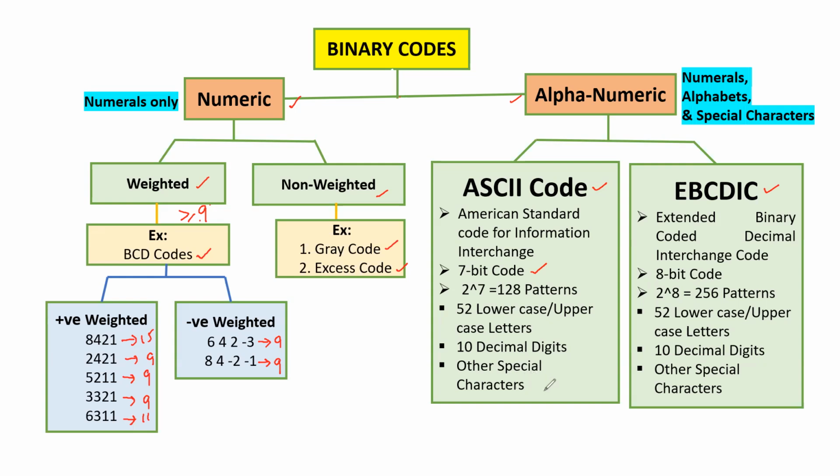other special characters. Whereas EBCDIC means Extended Binary Coded Decimal Interchange Code. This is the full form. It is an 8-bit code. It is an extension to the ASCII code. With these 8 bits, 2 power 8 equal to 256 patterns can be created. Out of these 256 patterns, 52 are lowercase and uppercase letters, 10 decimal digits, and the remaining are other special characters. So this is about binary code.